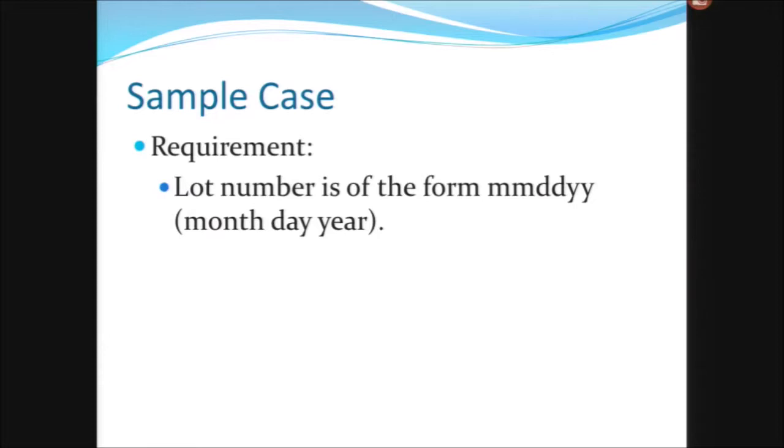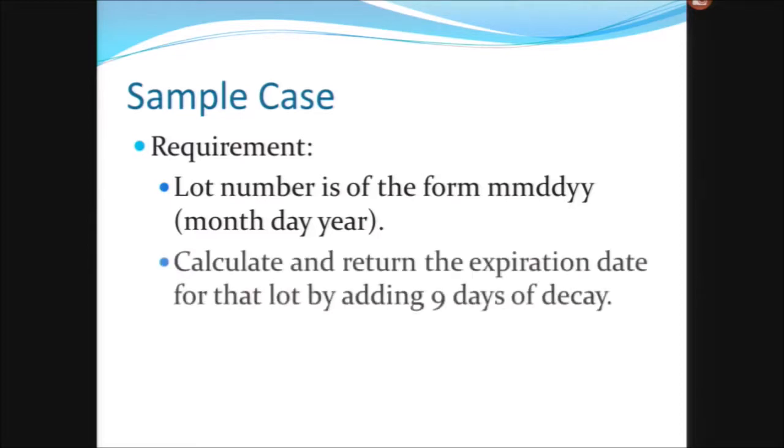So the requirement was very simple. They produce isotopes, and they have a lot number on the isotopes that has the form of month, day, year. They calculate and return the expiration date for that lot by adding 9 days of decay.